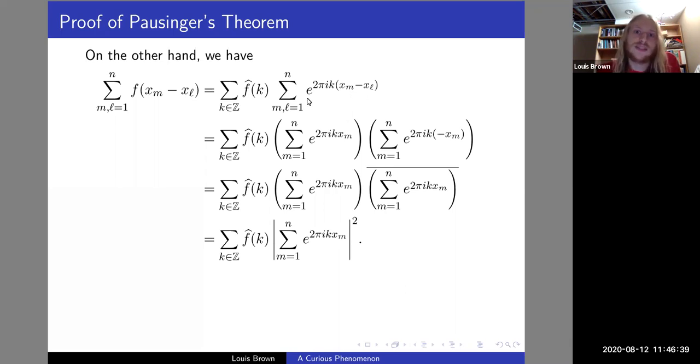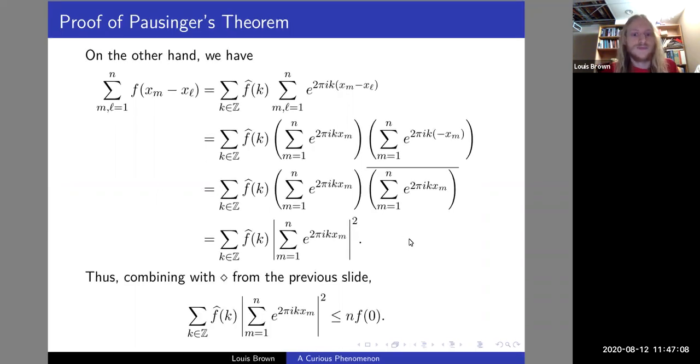I can split up this sum of products into a product of sums, because remember, e to the 2 pi i k times xm minus xl is the same as e to the 2 pi i k xm times e to the 2 pi i k minus xl. So I can split those up. And then this minus in the exponent is really just conjugating this whole expression. And so when I multiply this number by its conjugate, I get the norm squared. So I get this. So just combining with diamond from the previous slide, we have that this is less than or equal to n times f of 0.